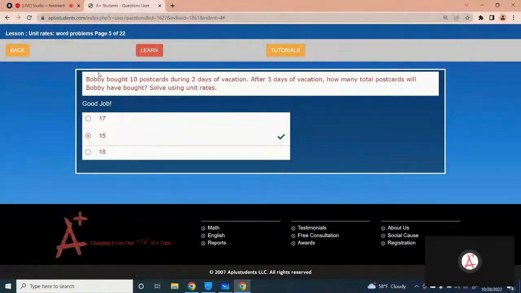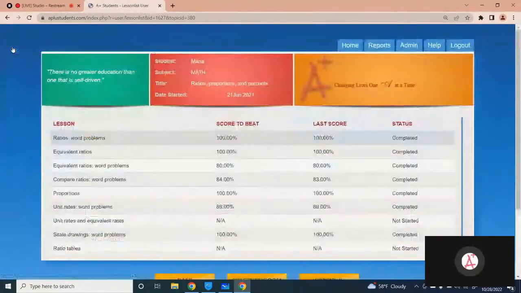Okay, so you can complete the test by yourself later today. So we have covered 4 topics today, and the topics are equivalent ratio word problems, compare ratios word problems, proportions and unit rates word problems. So please make sure before the next session you complete all the test questions. Got it? So that's all for today.